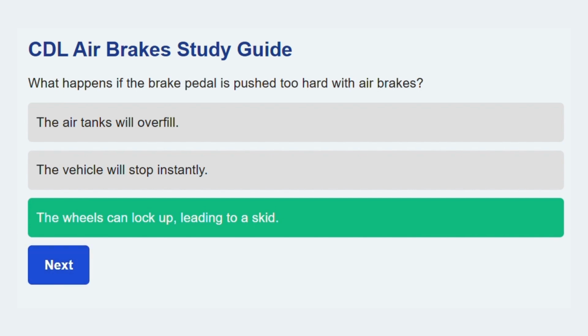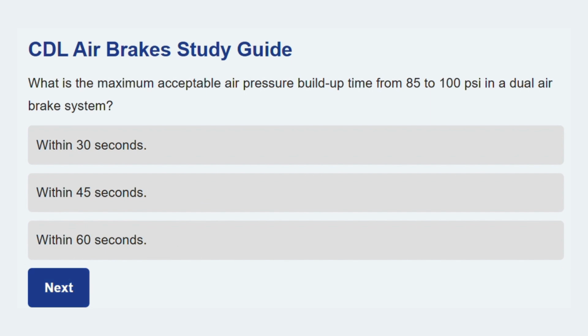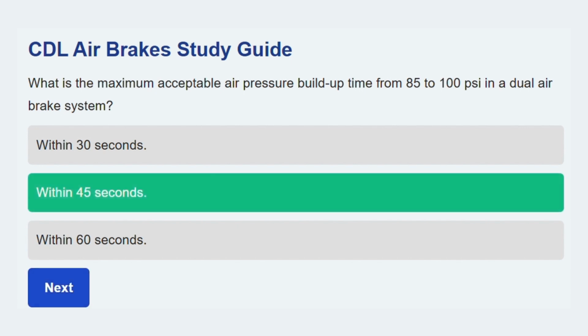Let's get to this one. What is the maximum acceptable air pressure buildup time from 85 to 100 psi in a dual air brake system? Within 45 seconds. A longer buildup time indicates a potential issue with the compressor or a leak in the system.